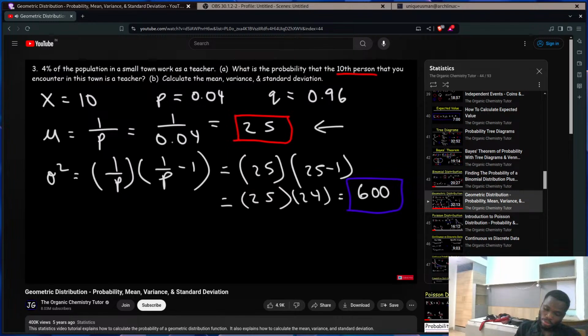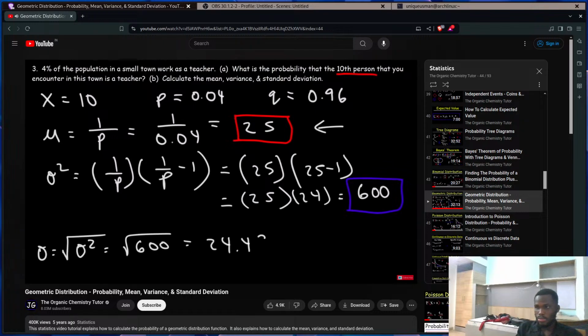Now the last thing that we need to calculate is the standard deviation. The standard deviation is the square root of the variance. So in this case, it's the square root of 600, and that's going to be 24.49. So that's it for this problem. That's how you can calculate the mean, variance, and the standard deviation.